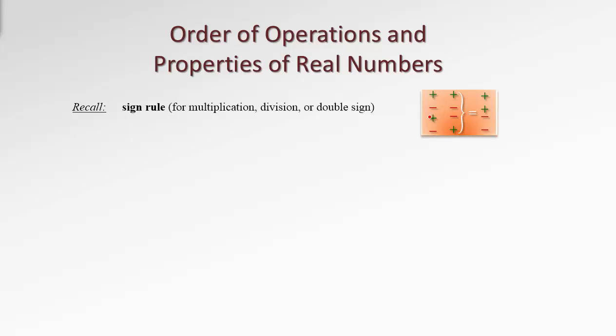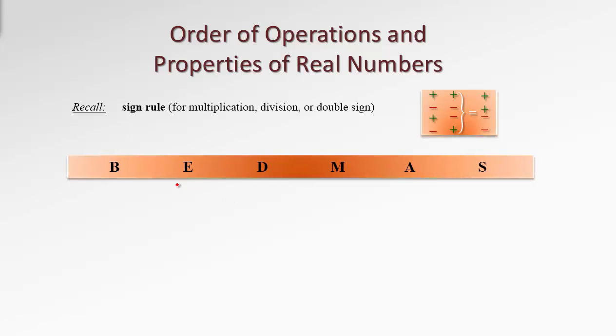That means if we, for example, add a negative number, we can replace this double sign by a single sign negative. Or if we subtract a negative number, we'll replace these two signs by a positive. We also should recall the rule for order of operations, BEDMAS. What those letters stand for.